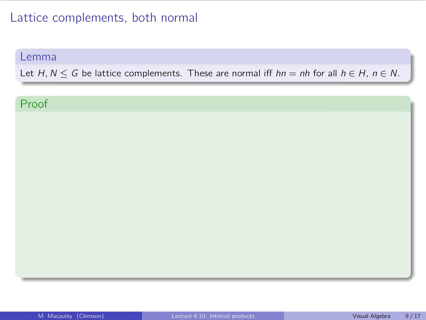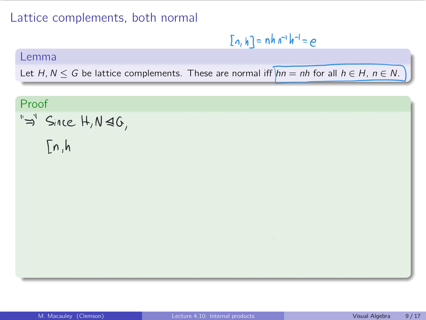Let's prove this. Since we have an if and only if statement, we have to prove both directions. So I will start with the forward direction. This condition here, on the right-hand side, we can write as nhn inverse h inverse being the identity, and that's just the commutator of n and h. So for the forward direction, since H and N are normal in G, let's write the commutator n comma h. I'll write it twice.